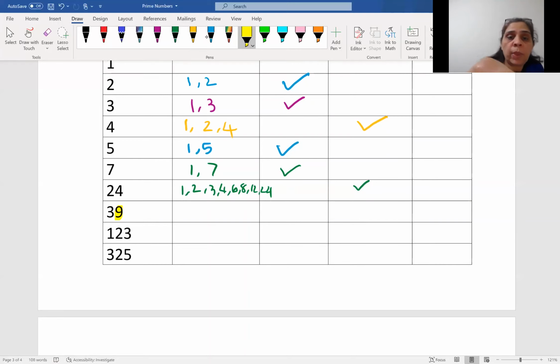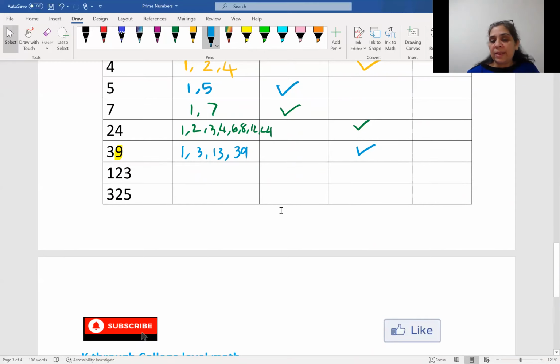So we have more factors. We can divide by 3. So 1 and 39. If you divide by 3, you will get 3 times 13. So here we have more factors than 1 and itself. So it is composite. Now you can pause the video and do these last 2 problems, and come back and check your answer with me. Okay. Let's see.